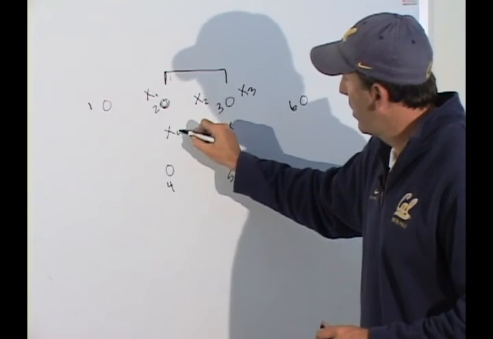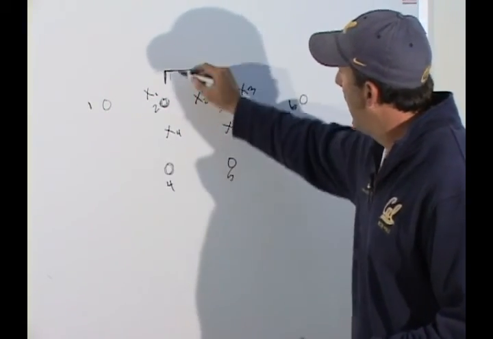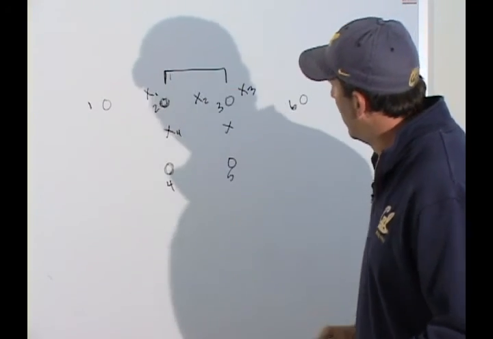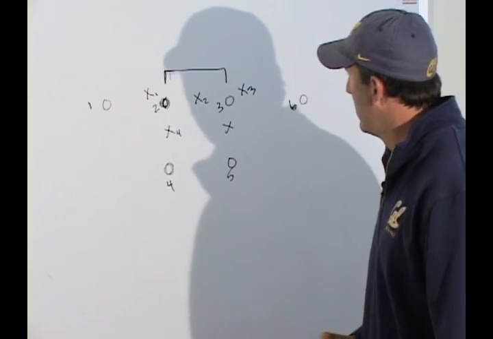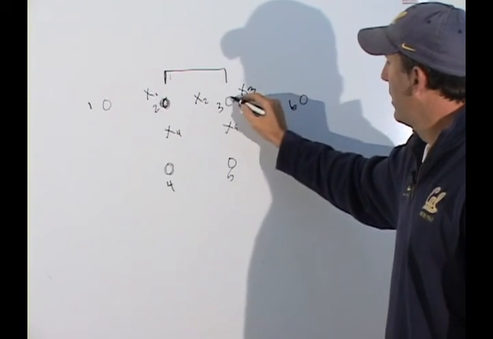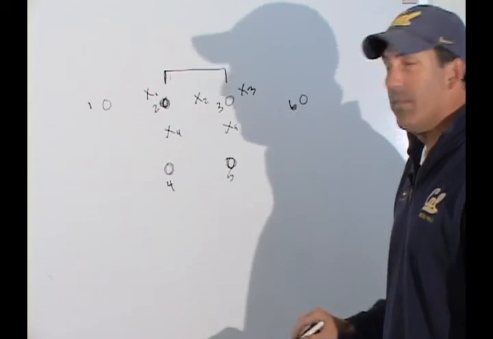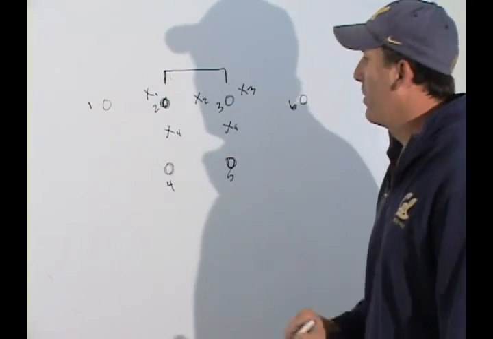And then we have X4. Primary responsibility is the 4-man and shooting near side. Secondary responsibility is the 2 post. X5. Primary responsibility is the 5-man and near side shots. Secondary responsibility is the 3 post.